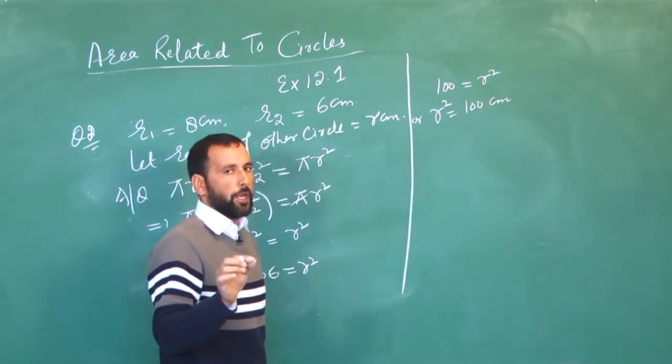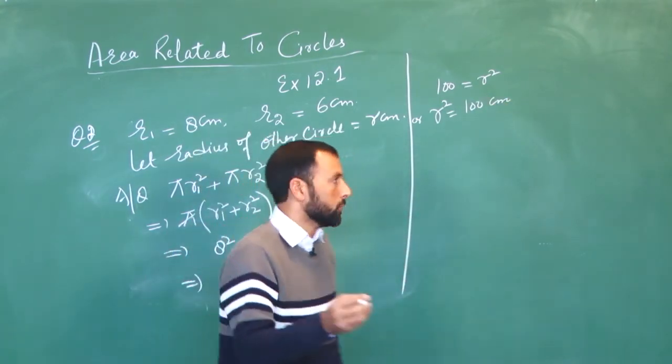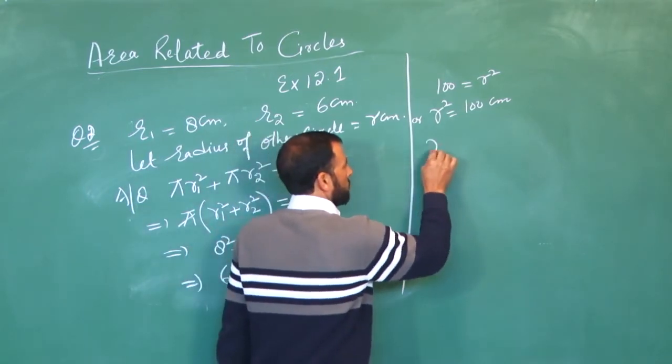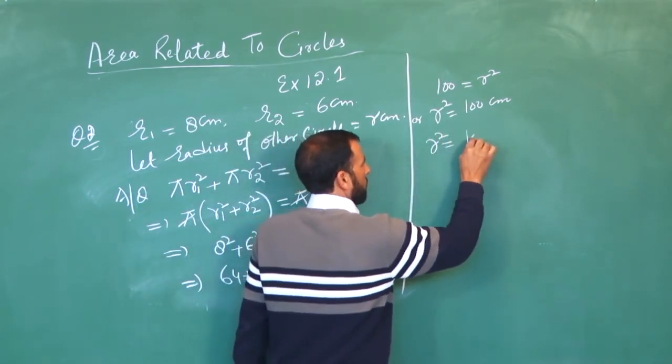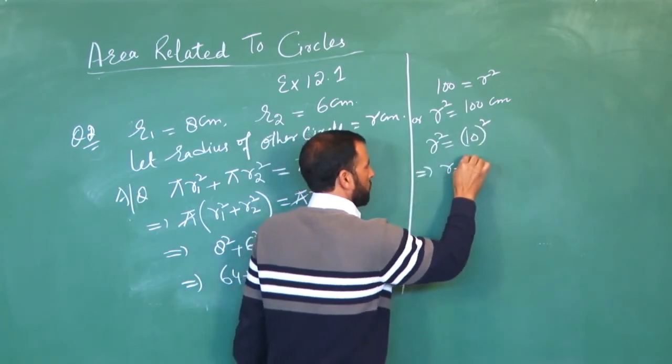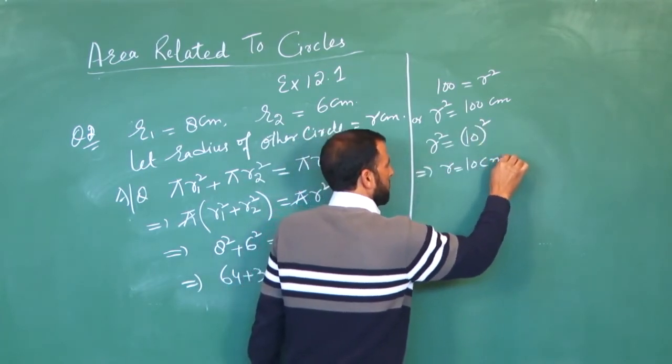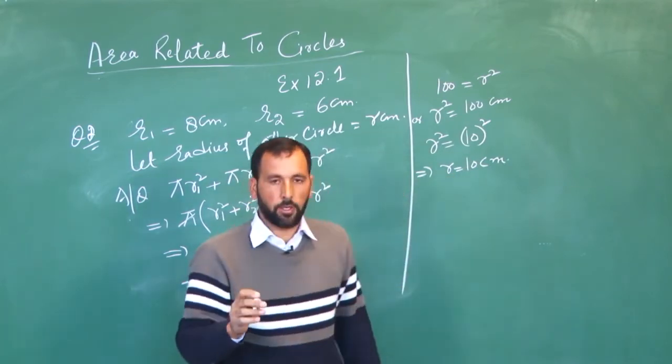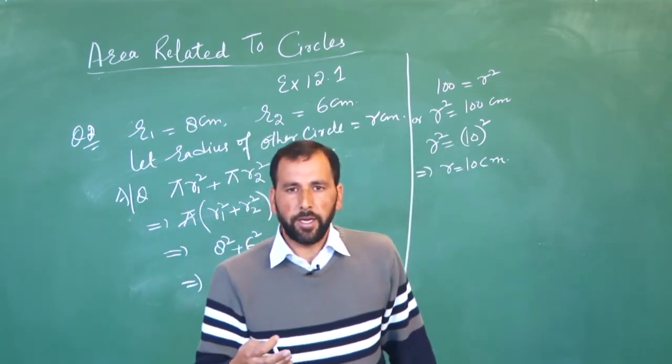Clearly we have to find out the value of r here. So 100 is the square of 10. So r square is equal to 10 square. That implies r is equal to 10 centimeter. So the radius of the third circle is equal to 10 centimeter.